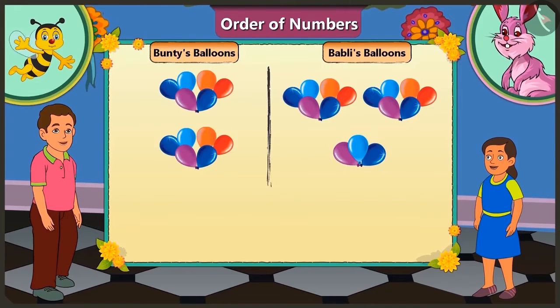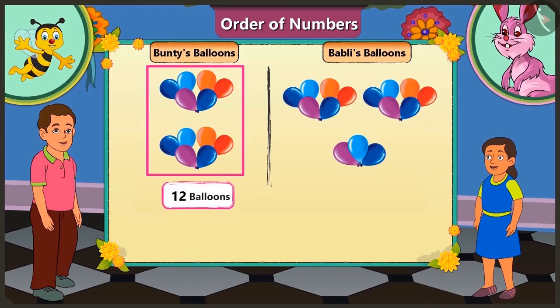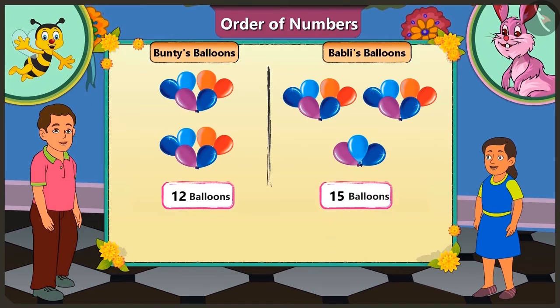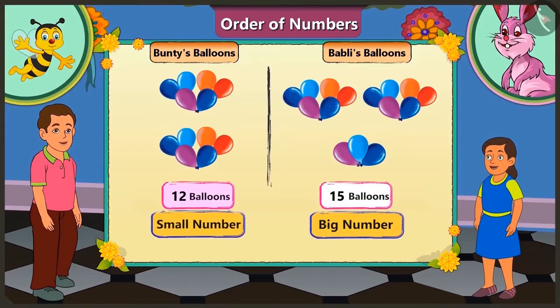Now tell me, of Bunty and Bubbly, who has more balloons? See Bunny, Bunty has 12 balloons and Bubbly has 15 balloons. So here Bubbly has more balloons than Bunty. 15 is a bigger number and 12 is a smaller number compared to it. Now tell me which number comes first in the order of counting? Is it number 12 or number 15? While counting, 12 comes first, then comes 13, 14, 15.